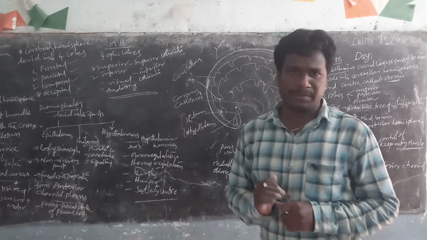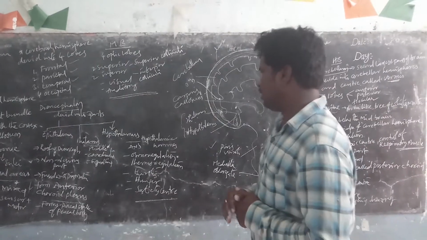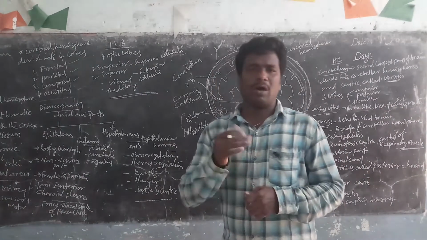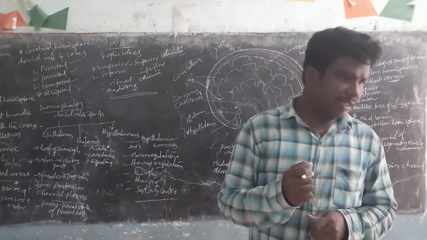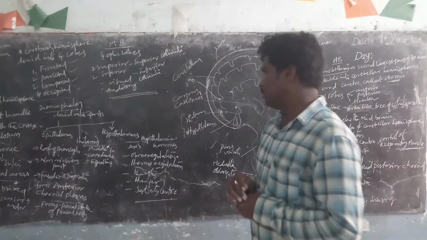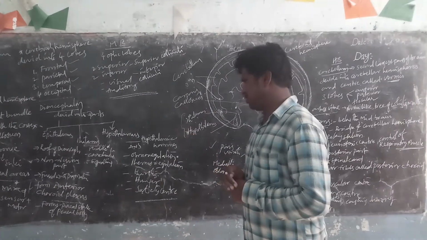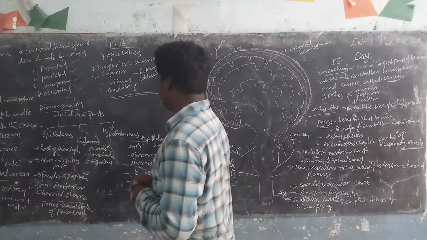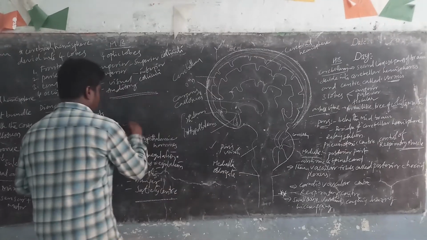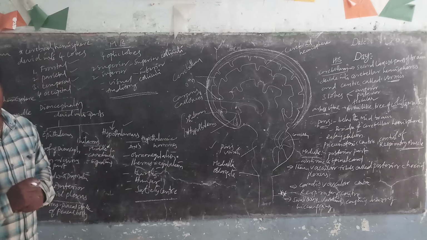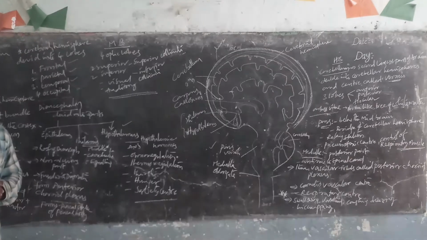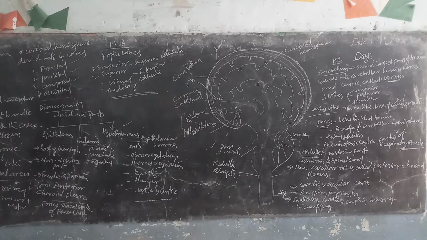Okay, these are attached in the epithalamus. These are useful to coordinate and send signals to the thalamus. And the hypothalamus is an important part of the brain. The hypothalamus regulates temperature, so we call it a thermostatic organ.